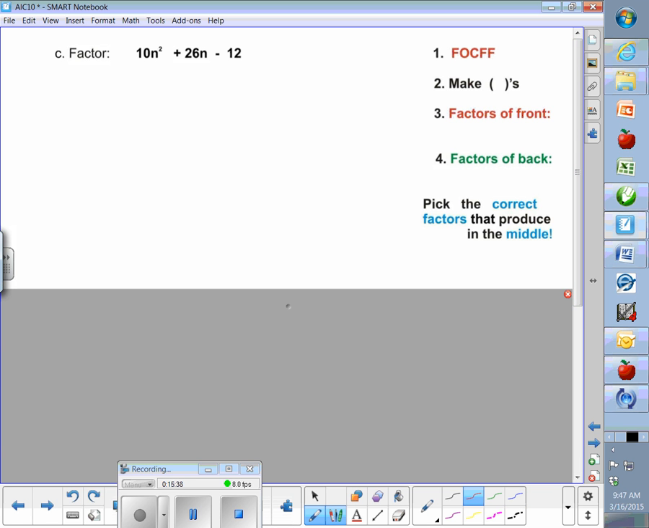So you're looking at C. What are you going to do right off the bat? Matt? Yeah, and what's common to this thing? What's the common factor, folks? Say it if you know it. 2. We can get a 2 out. I'm going to do a 2. That leaves me a 5n squared plus 13n minus 6. And I've always got to show that step. Okay, now I'm ready for my parentheses.